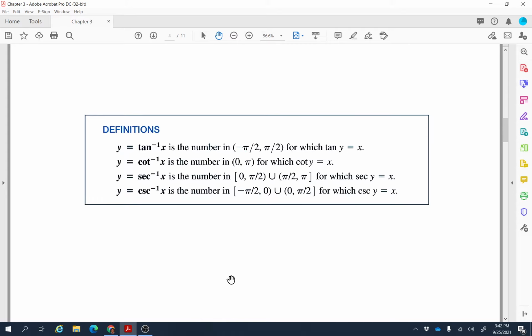Okay, so now the definition: y equal tan inverse of x is the number in this domain for which tan y equal x. So just take tan of both sides. Tan and tan inverse will cancel out, and that's how we get tan y equal x. That's how we define the inverse function. Similarly, for cotangent inverse, that is cotangent y equal x, and then do the same thing for the rest of the functions, and you can do the same thing for cosine and sine as well.